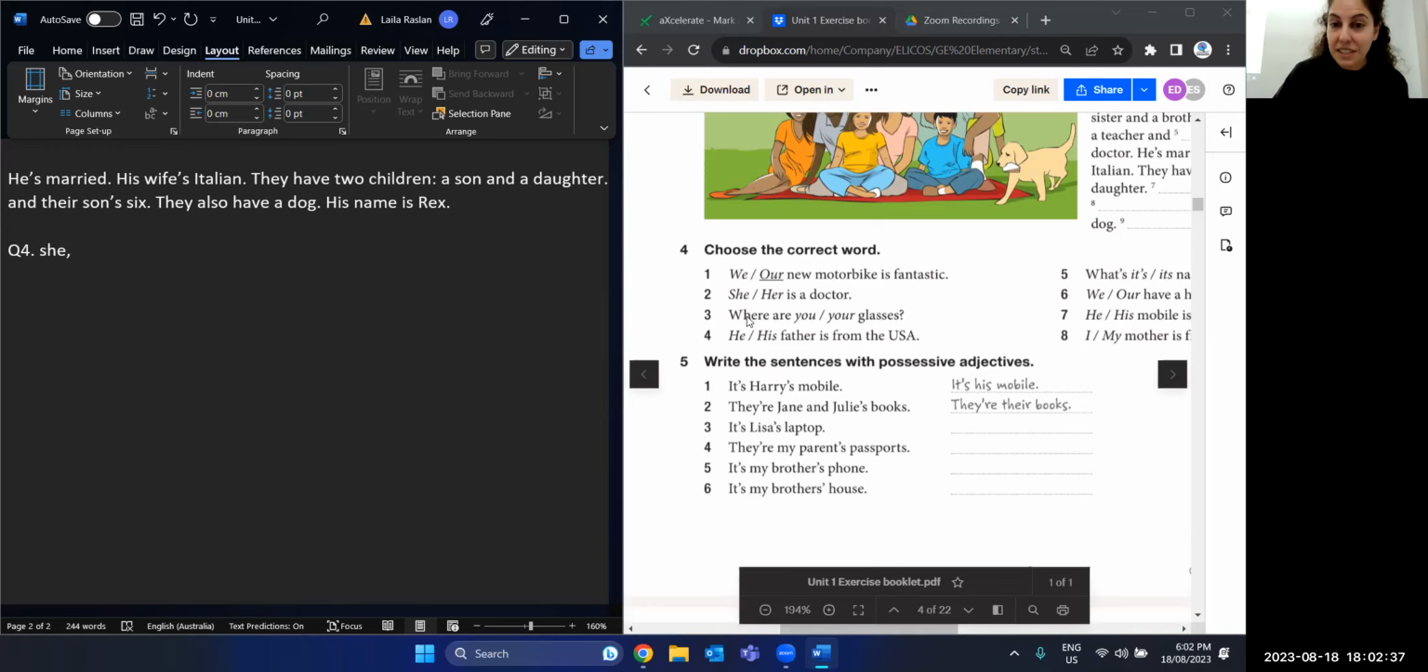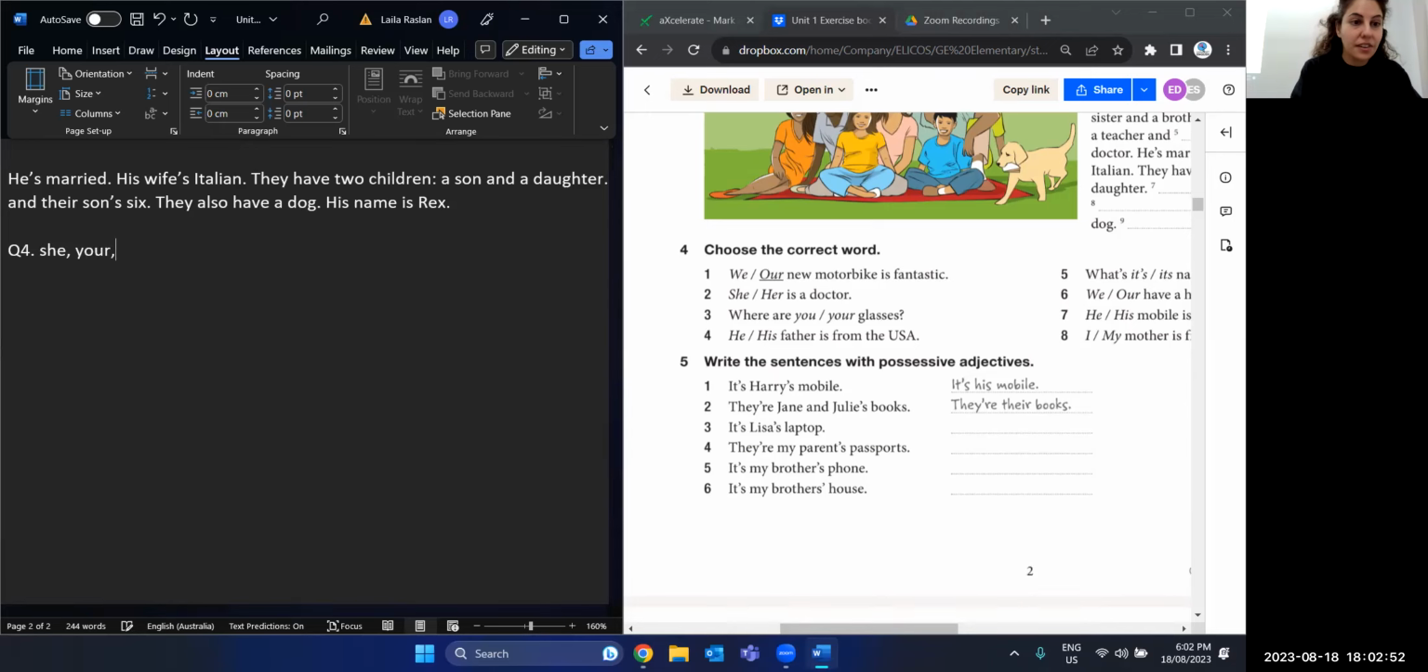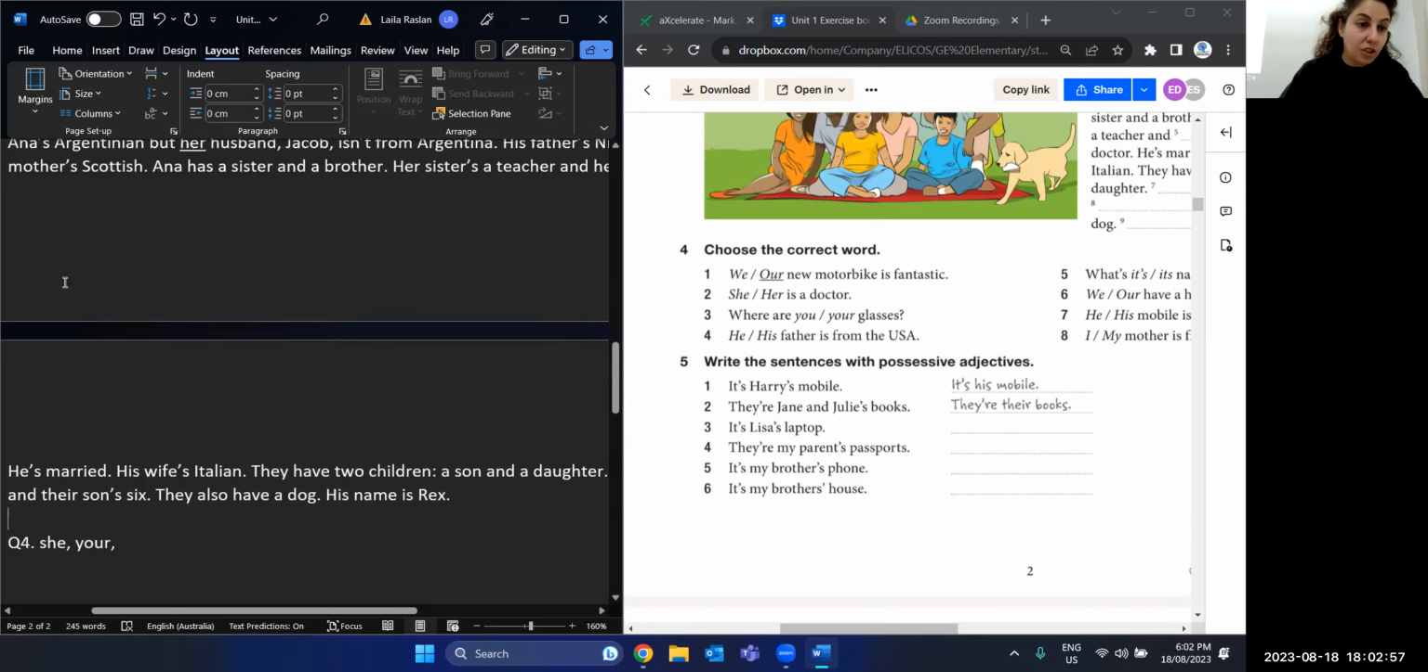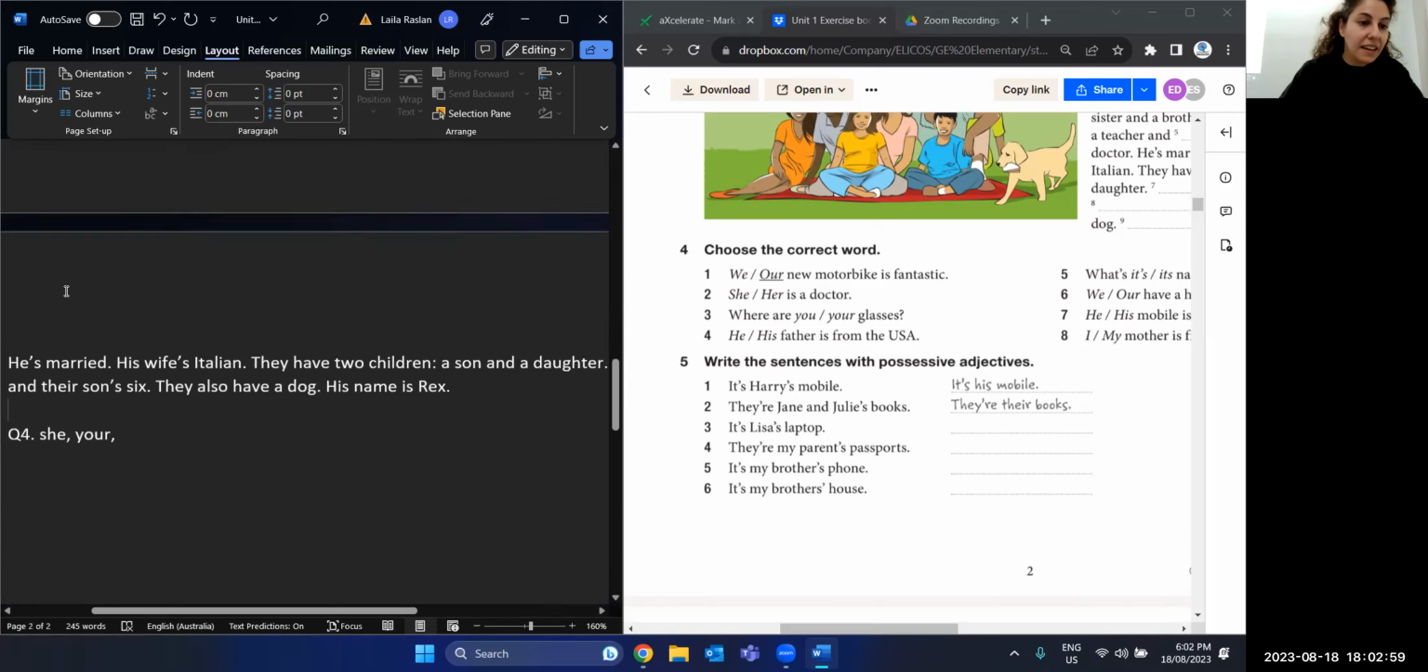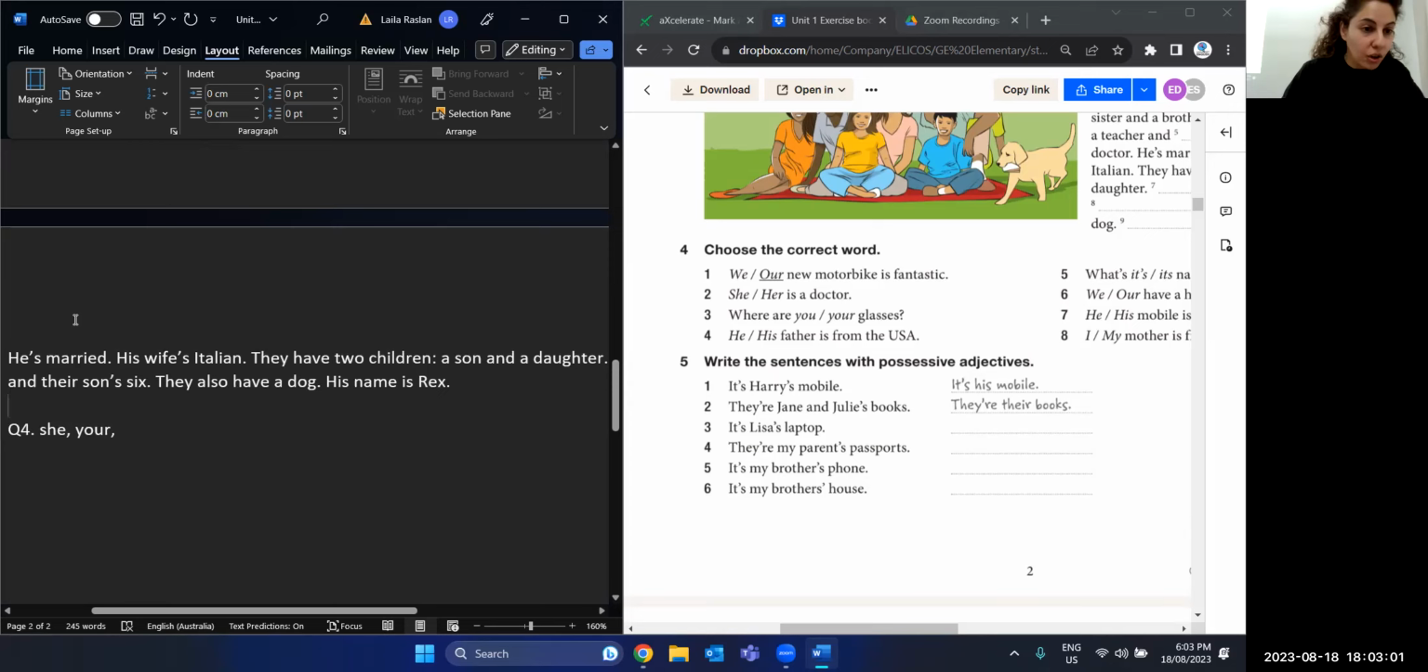Number 3, it's a question with the W and then to be and then subject. So I already told you the answer. So where are, but because there's a noun, not a verb, your. Because it's not with a verb. It's not saying, where are you working? It's saying, where are your glasses?